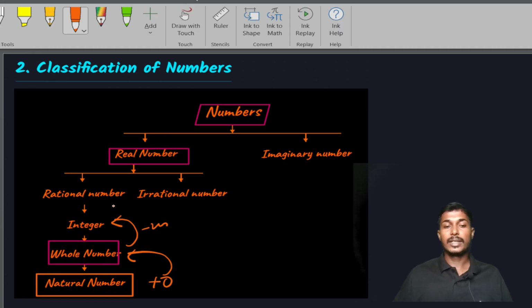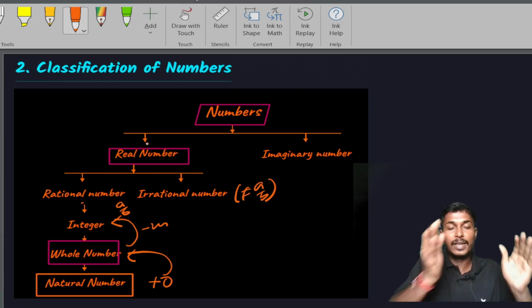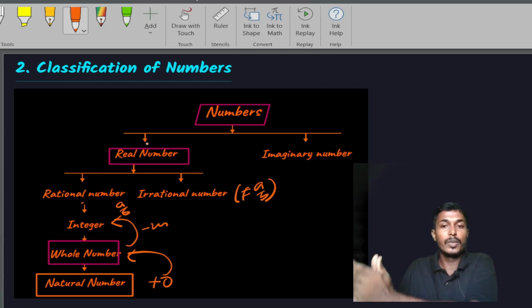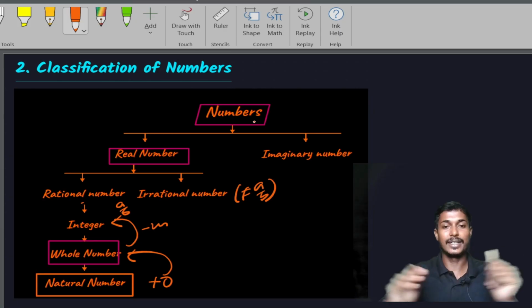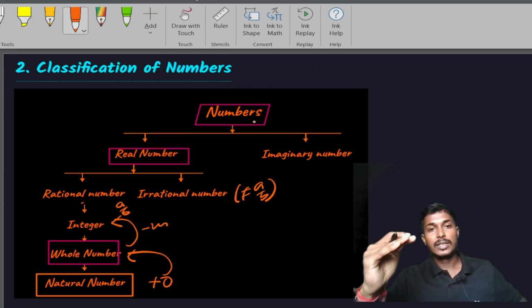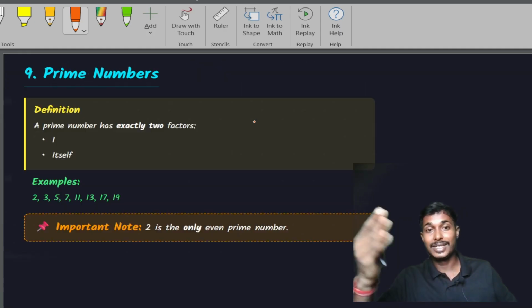After that, between those integers, if a number can be represented as a by b, it is a rational number. If it cannot be represented in the form of a by b, it is an irrational number. Rational numbers plus irrational numbers together are real numbers. Now, if something is real, then another thing will be imaginary, which does not exist. Real numbers and imaginary numbers together form the number system that we just studied. I hope this classification is clear to you now, and let us move to the new things.